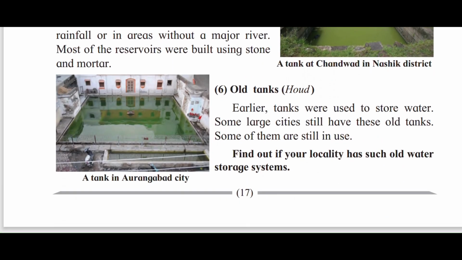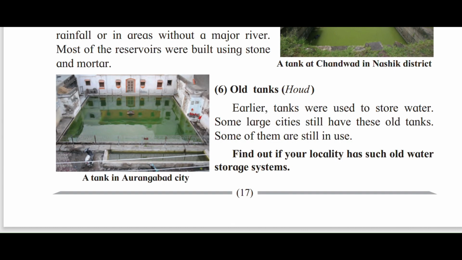The sixth one is the old tanks, which are called haud. Earlier, tanks were used to store water. Some large cities still have these old tanks. Some of them are still in use. Find out if your locality has such an old water storage system.